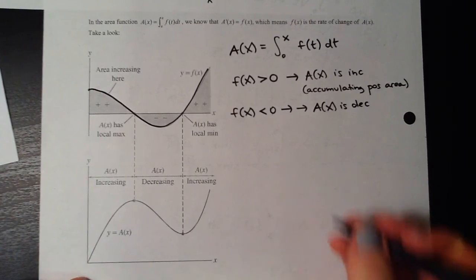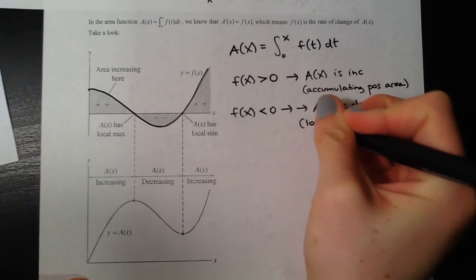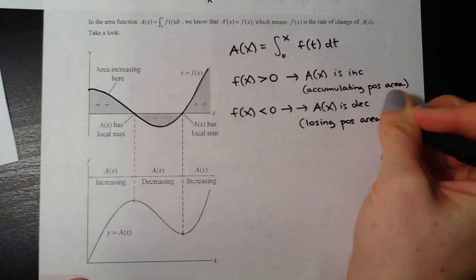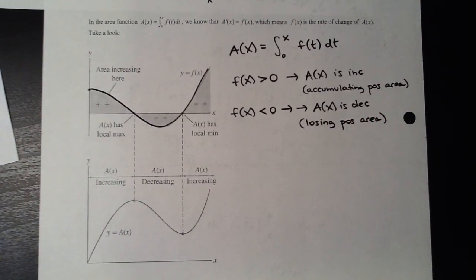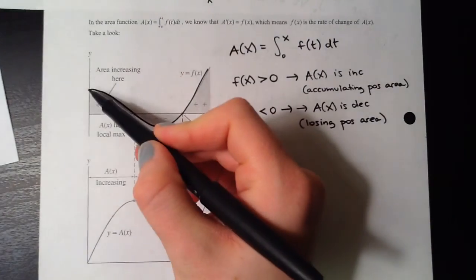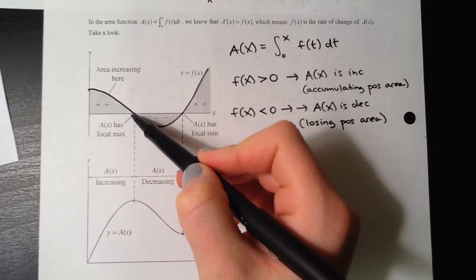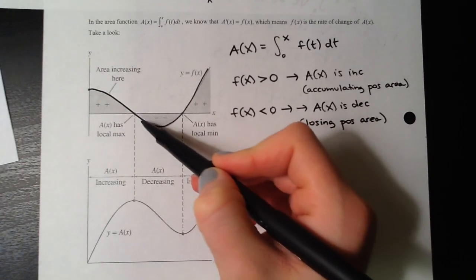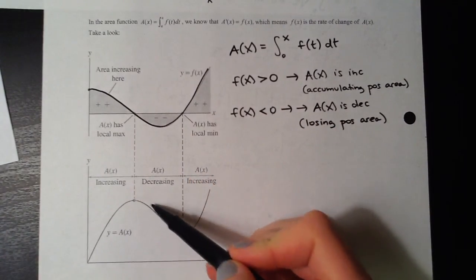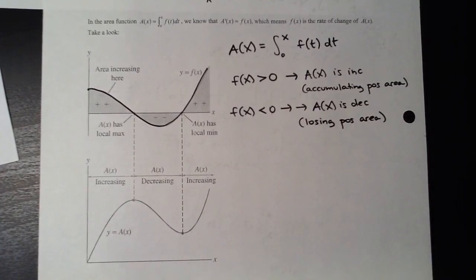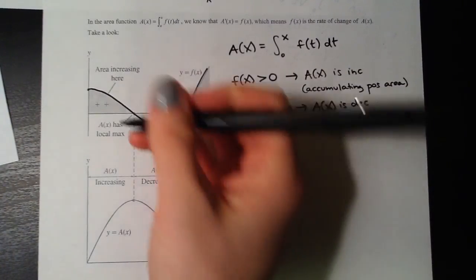All right, so those are hugely important. So here I'm losing positive area, or again, accumulating negative area, but accumulating negative area is kind of a weird idea. So then we've got these other points here. Let's relate this down to my A of x graph. When f of x is positive, A of x is increasing. When f of x is negative, A of x is decreasing, and then we have one more, f of x is positive, A of x is increasing.